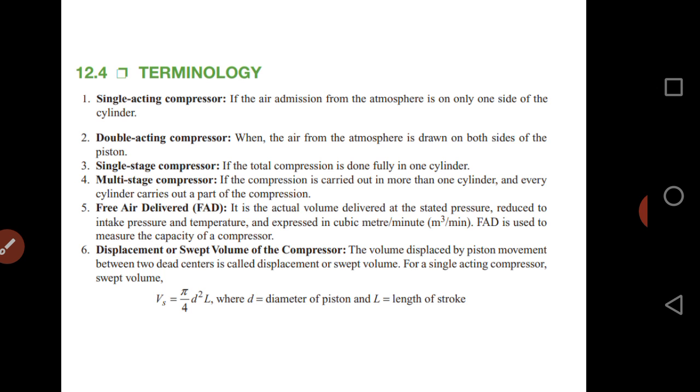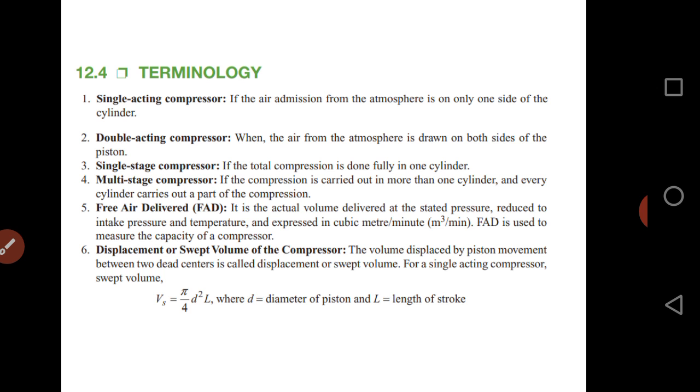Now what is the free air delivered? Free air delivered is the actual volume of air delivered by the compressor when we reduce it to normal temperature and pressure. Normal temperature and pressure. Then we call this the free air delivered.